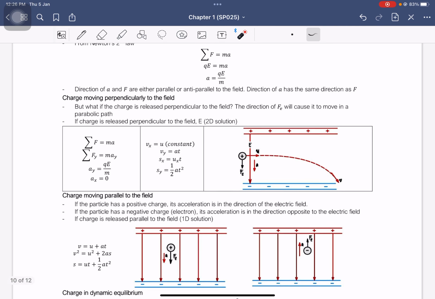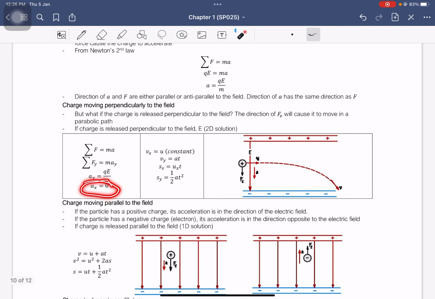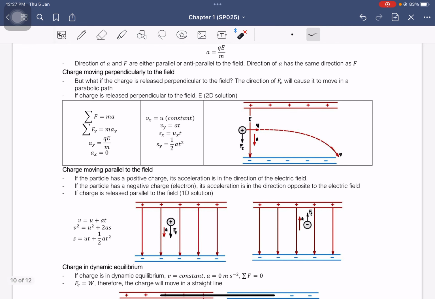Okay, so we know that the acceleration in the x component is always 0, so we know that the final velocity will be equal to the initial velocity. So it's going to be constant. And the final velocity in the y component is going to be equal to at, and then s_x, this one you have already learned last semester, which is the kinematics of linear motion.